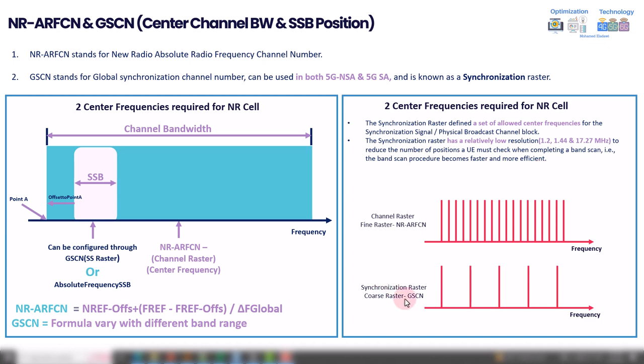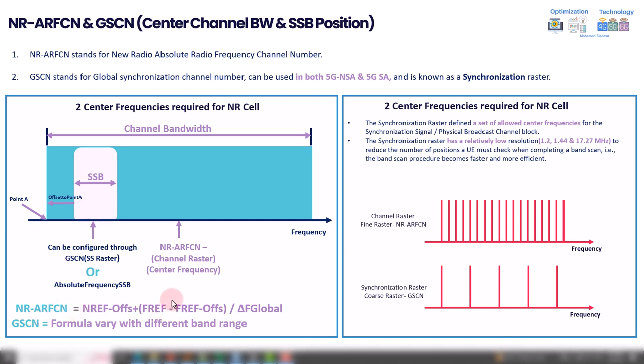And in non-standalone, you can either configure the SSB center frequency using GSCN or using this NR-ARFCN, which both have a different frequency, but they are equivalent to each other. But the recommendation in general is to start directly with GSCN, because GSCN can work with both non-standalone and standalone. So in case you are having a non-standalone network and you started configuring it using the old way, which is the NR-ARFCN, once you are moving to a standalone network, you need to change the configuration again from NR-ARFCN to GSCN. So just to save time, from the beginning make it based on GSCN.